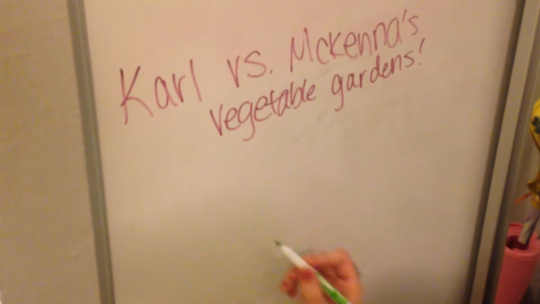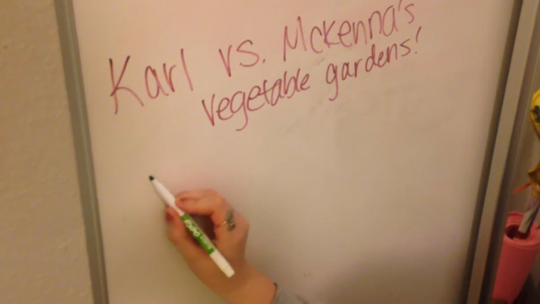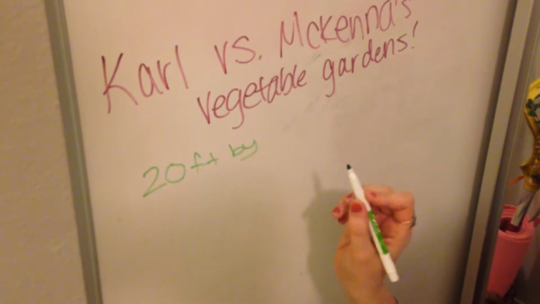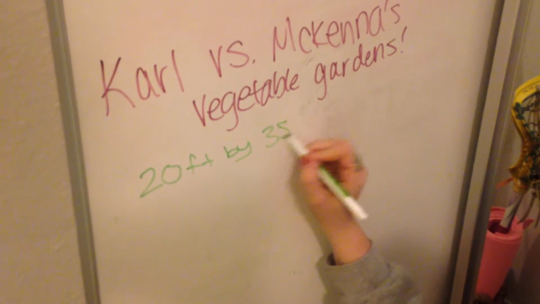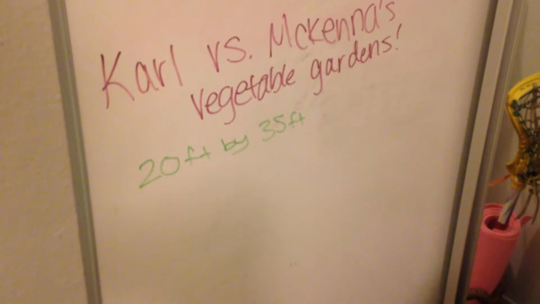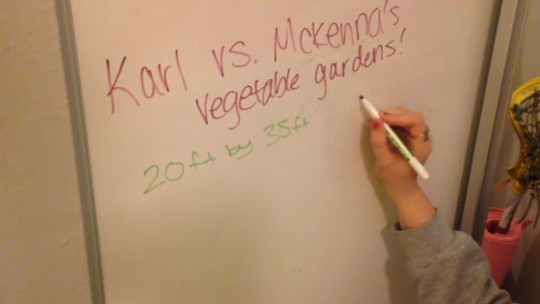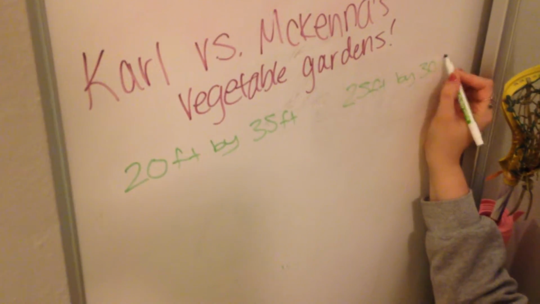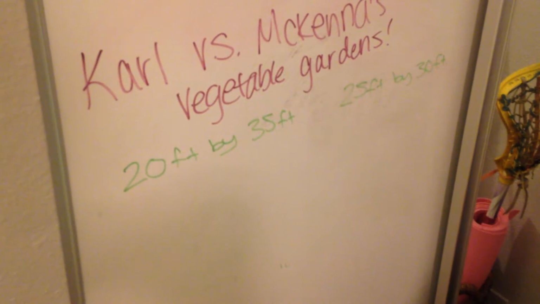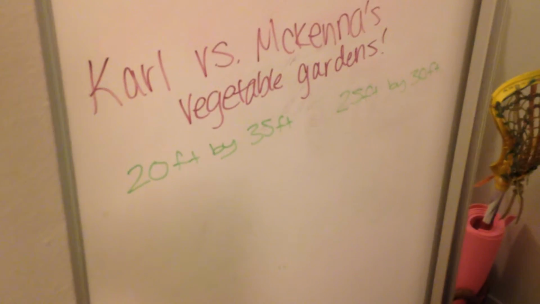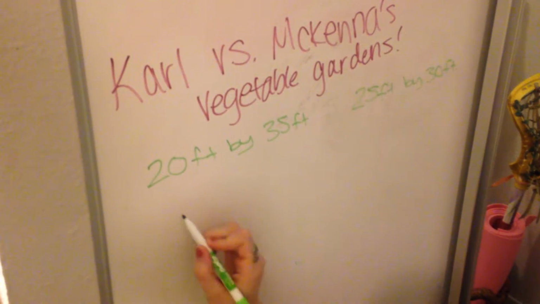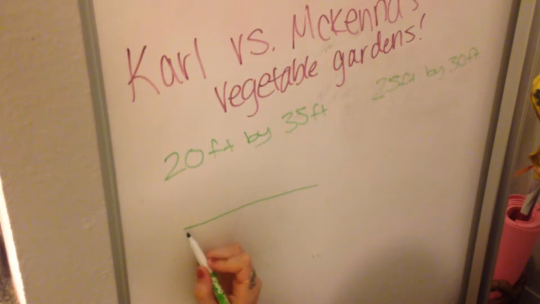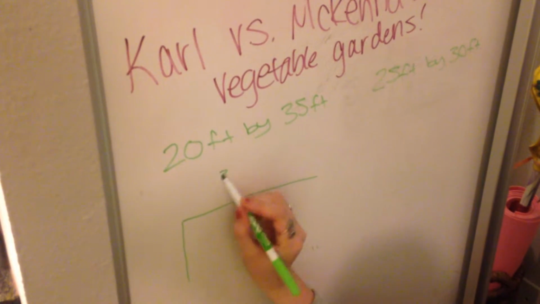So first, Karl's garden is 20 feet by 35 feet. And Mckenna's garden is 25 feet by 30 feet. So I will draw an area model of their gardens to determine the difference. So I'm going to draw roughly 35 feet by 20 feet.